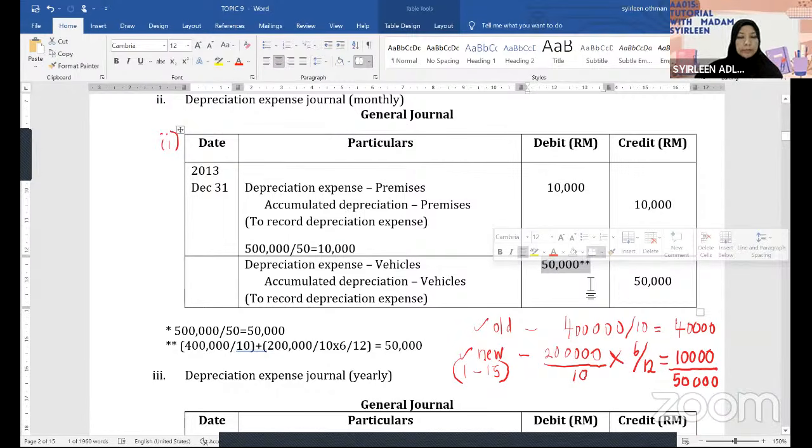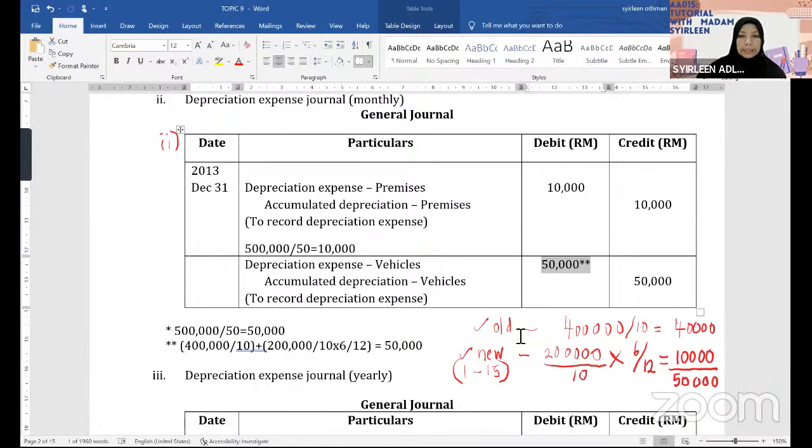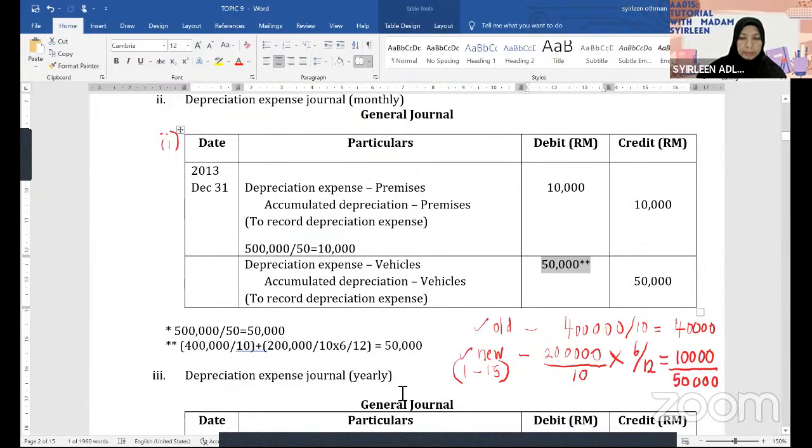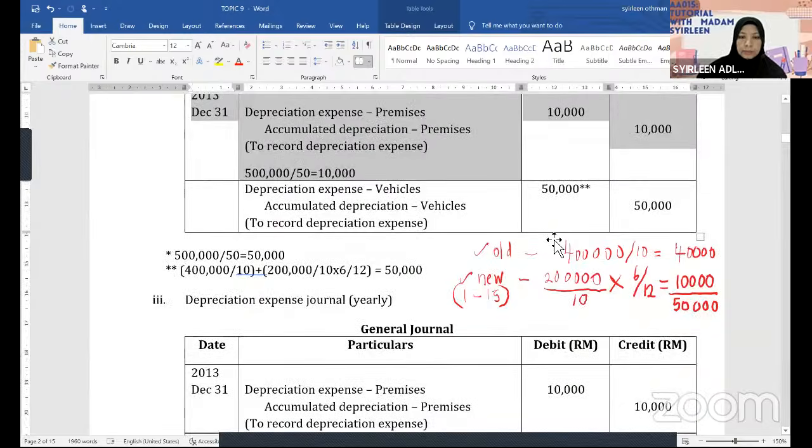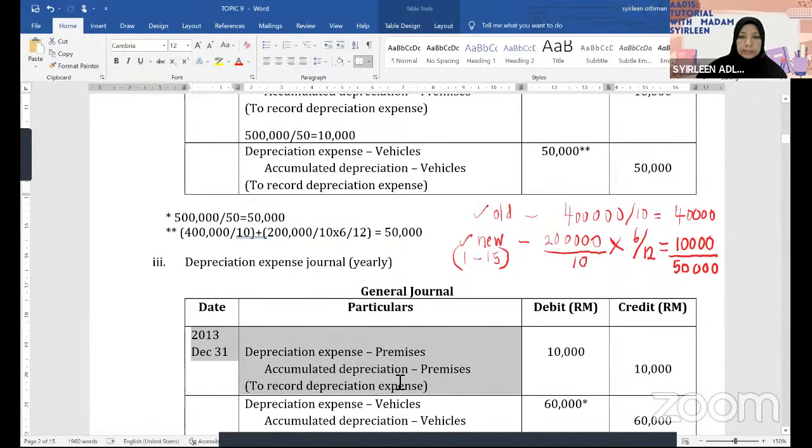Okay, alright, so this is for number 2. Okay, yang ni kita guna monthly basis. Okay, so now we are using yearly basis. For yearly basis is slightly different, sikit je beza. Sebab untuk premise tidak ada sebarang perubahan sebab you don't have any disposal and you don't have any new purchase. So dia punya depreciation sama lah. Just copy and paste what you already written earlier.